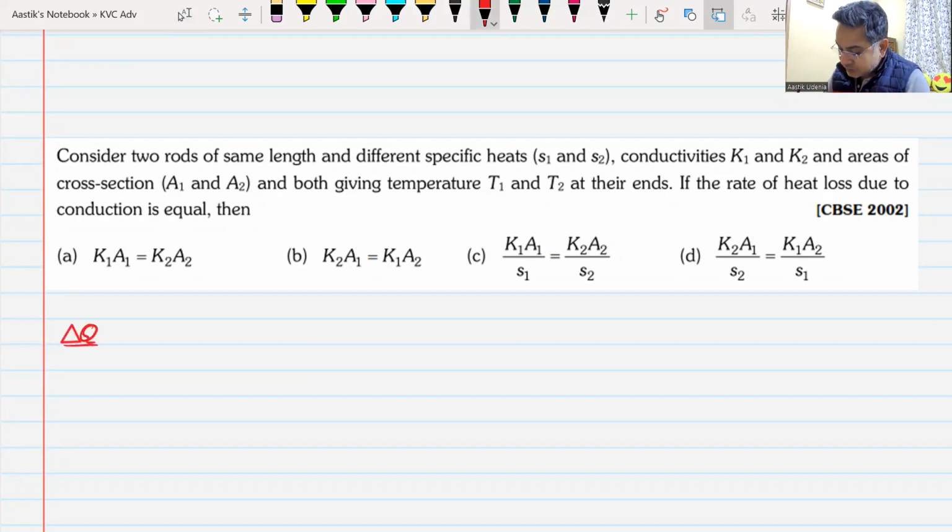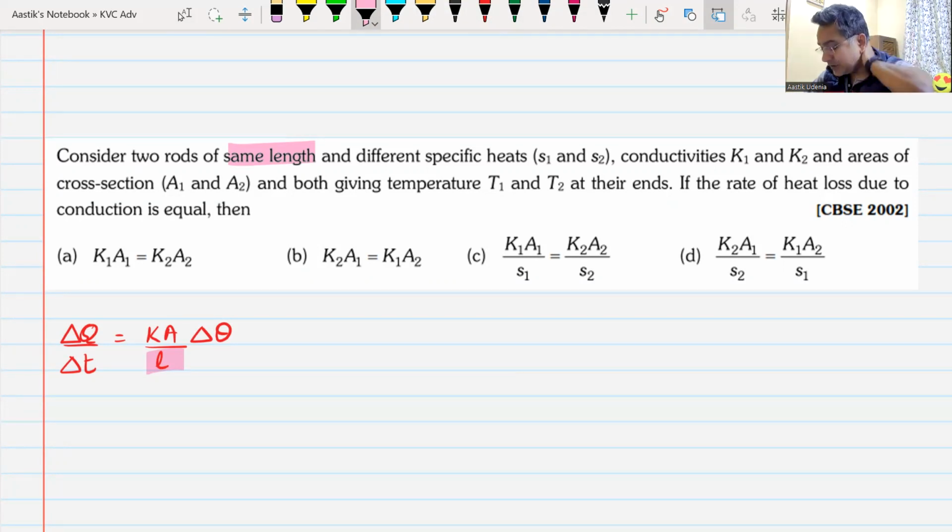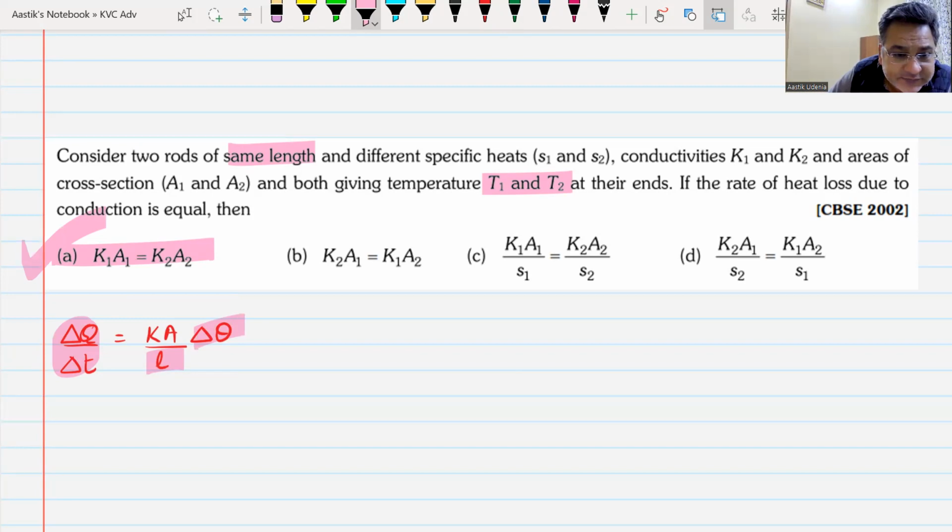You know, delta Q by delta T is K A by L into delta theta. Delta theta means change in temperature. Now, the rods are of the same length. Specific heat will not matter. Their conductivity is K1 and K2. Areas are different. Temperature difference is the same. So this is the same. Rate of heat loss is the same. So everything is the same. That means K into A will be a constant. So K1 into A1 becomes equal to K2 into A2. That is the correct answer. Do we understand this? Yes or no? No or yes? Yes.